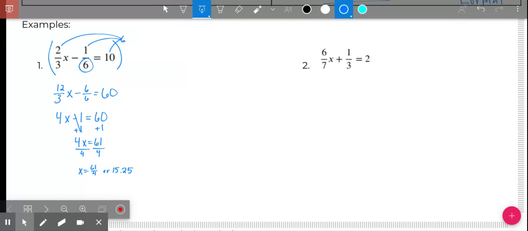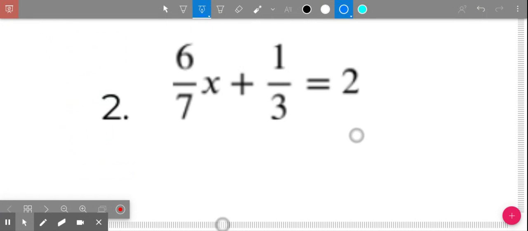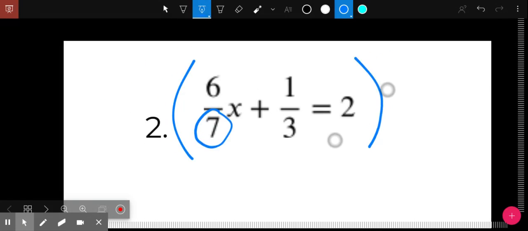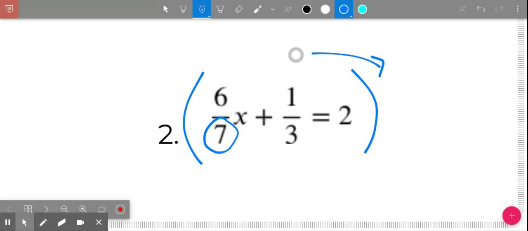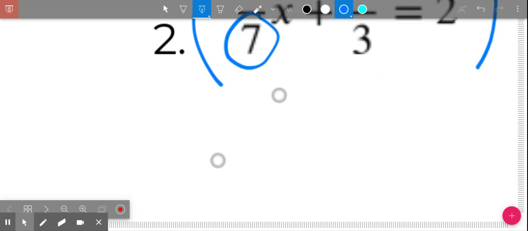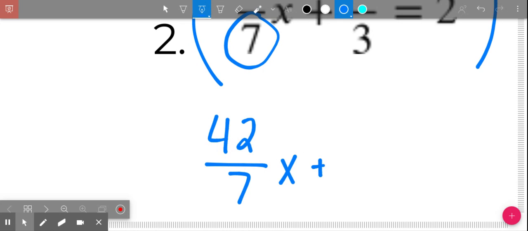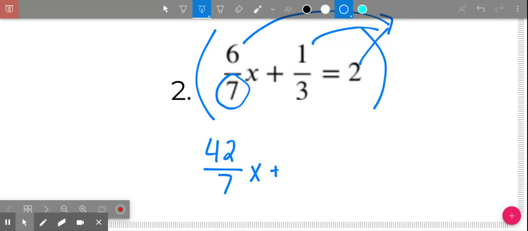All right. So looking at number 2, very similar question. We have 6/7 x plus 1/3 equals 2. We're going to start by circling the largest denominator, okay, which is the 7, and then we're going to multiply all the tops by the 7. So 6 times 7 gives me 42 over 7x plus, what's the next one? 1 times 7 gives me 7 over 7, not 7, wow, 3, is equal to 2 times 7 gives me 14.